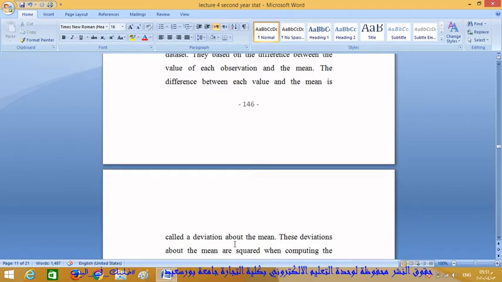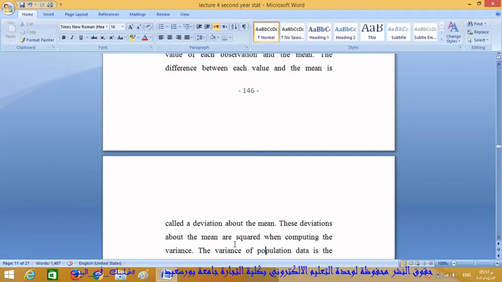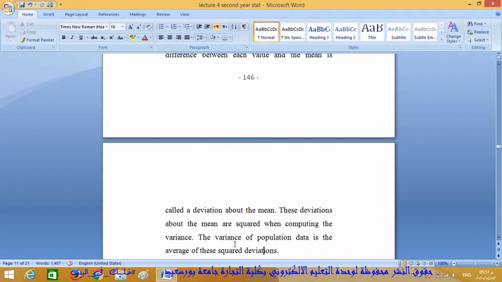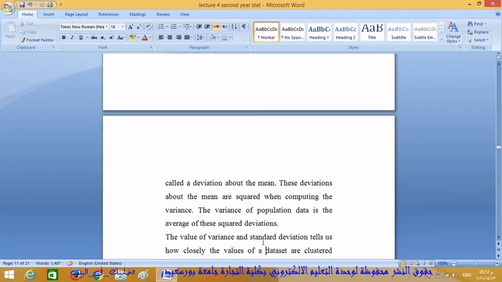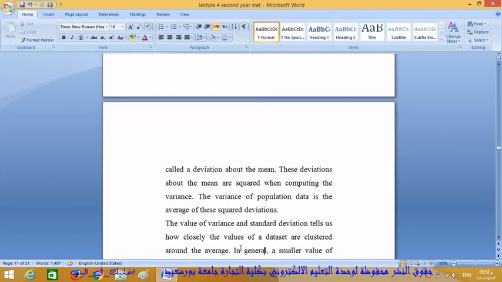These deviations about the mean are squared when computing the variance. So the variance of population data is the average of these squared deviations. So what is the meaning of the variance of a population? The variance is the average of the squared deviations between each value and the mean of the data set. The values of variance and standard deviation tell us how closely the values of the data set are clustered around the average. Clustered means close around the average.